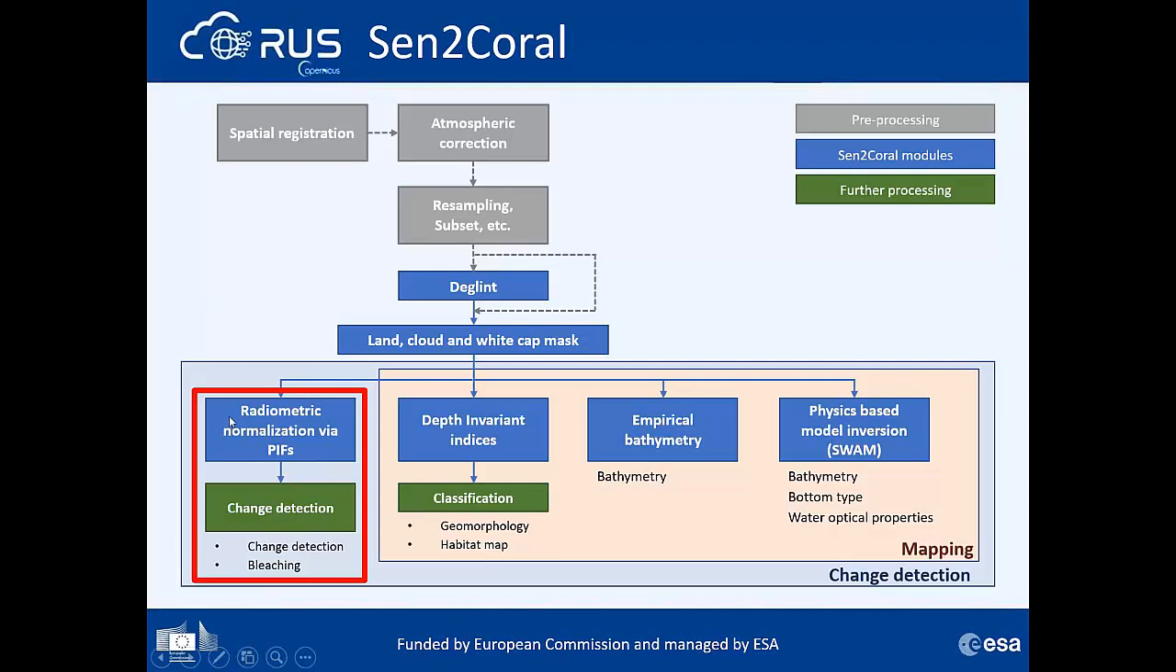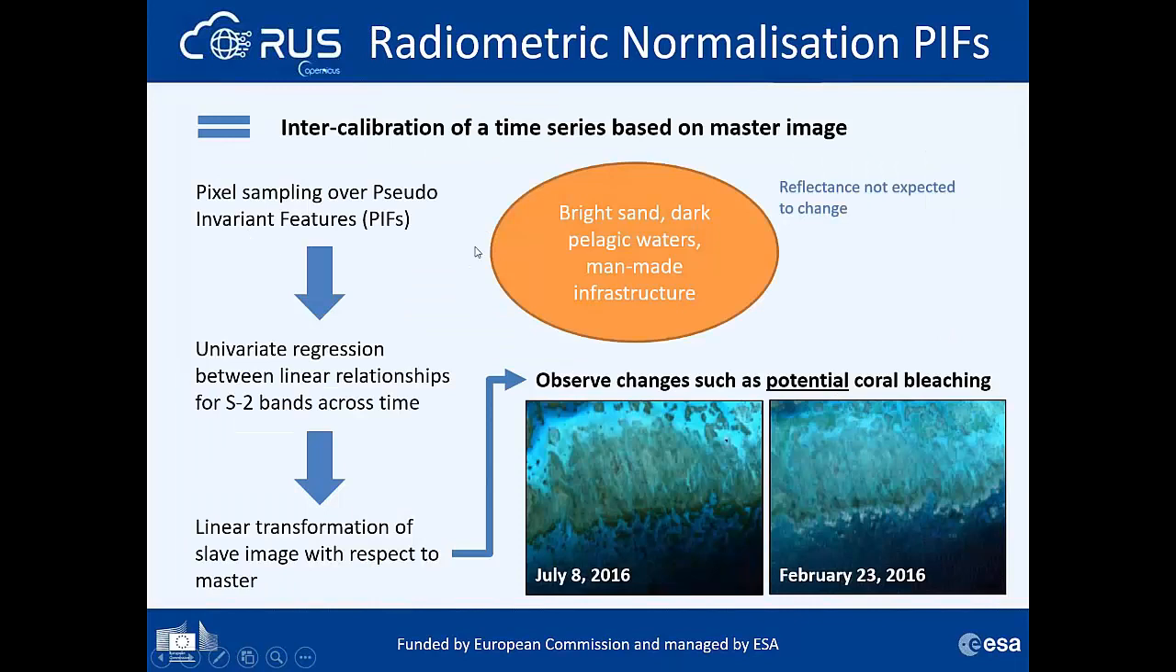And so the radiometric normalization via pseudo-invariant features. Basically what we need to do first is to choose sample polygons over so-called pseudo-invariant features, for which we do not expect the reflectance to change over the time series. And then we perform univariate regression of the linear relationships between the S2 bands across time, and we use one, and then we make a linear transformation of the slave image with respect to the master.